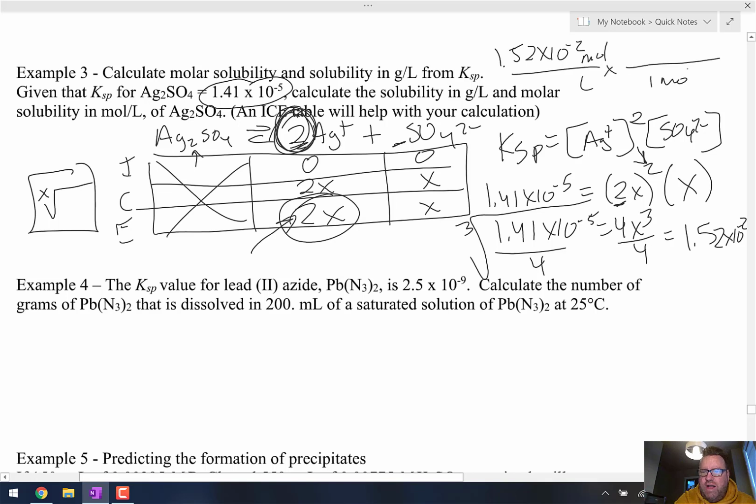You just need the molar mass of Ag2SO4, which is 107.9 times 2 plus 32.1 plus 64, which equals 311.9 grams, and then we're just going to multiply it by 0.0152. And I get 4.74 grams per liter. So that's one answer. That's my molarity answer.